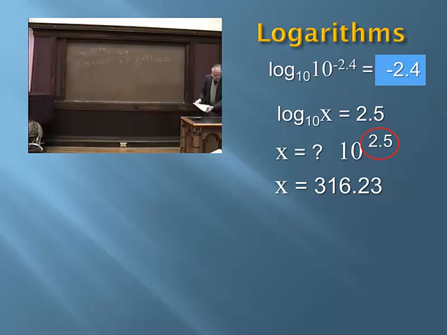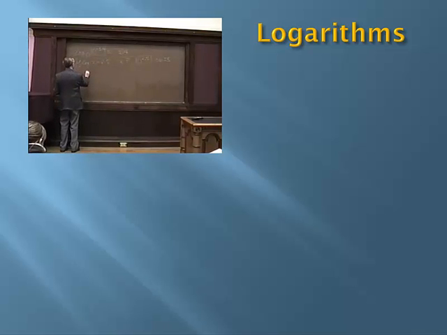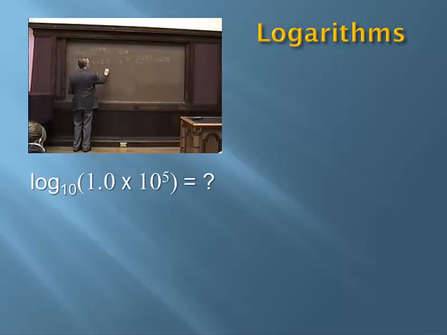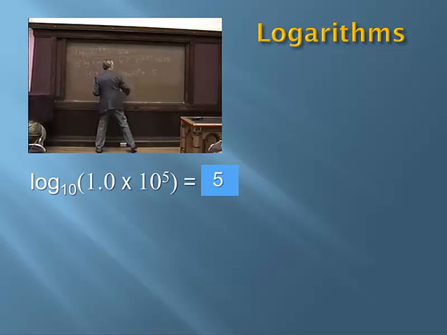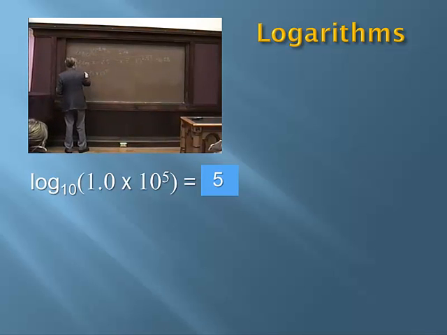Now, I wanted to talk about logarithms of numbers in scientific notation. So let's say we have a number like 1.0 times 10 to the fifth. What's the log to the base 10 of that number? Well, that's the same as just 10 to the fifth, right? And so the logarithm is 5. Now what if it were 2.0 times 10 to the fifth?